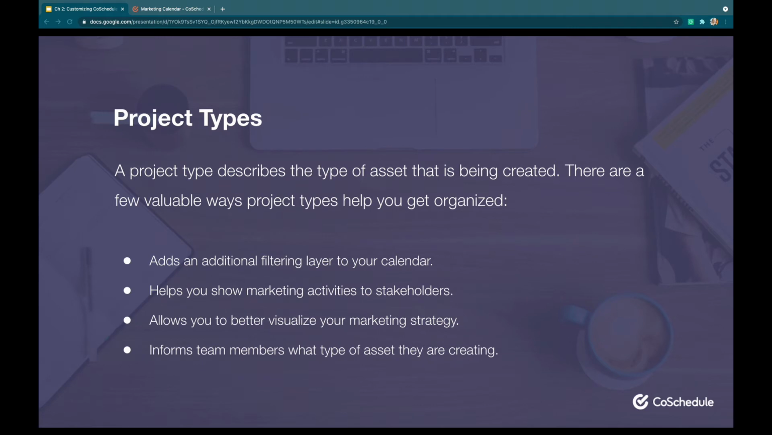A project type describes the asset that is being created. Project types add an additional filtering layer to your calendar. It shows which marketing activities you have planned for different stakeholders. It allows you to better visualize your entire marketing strategy, and also informs your team members about what type of asset they are actually creating.